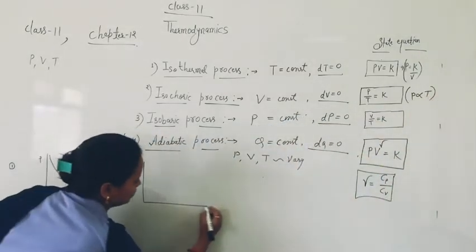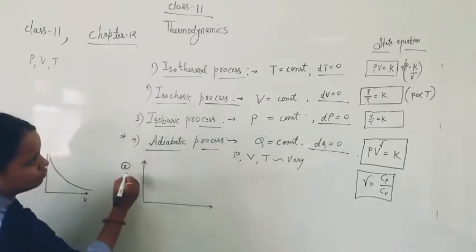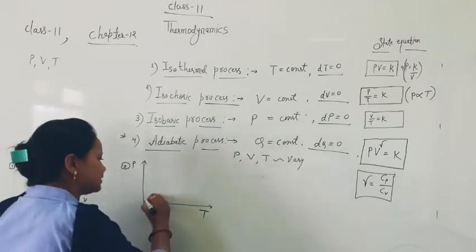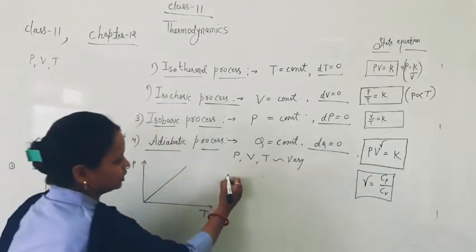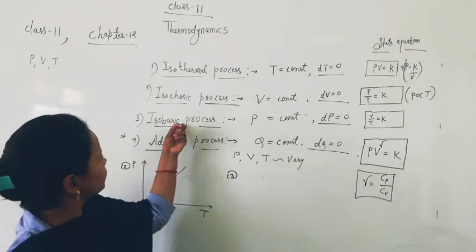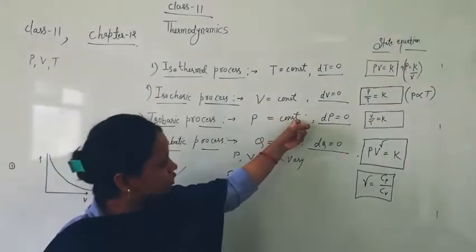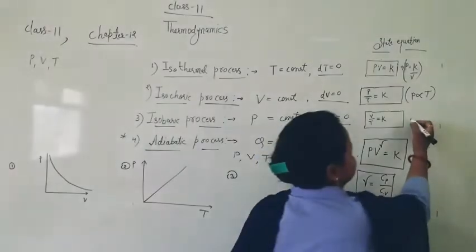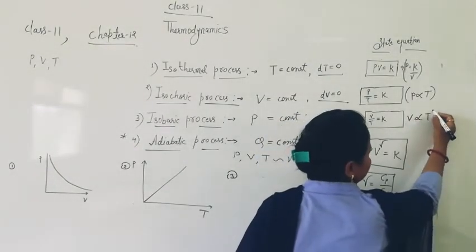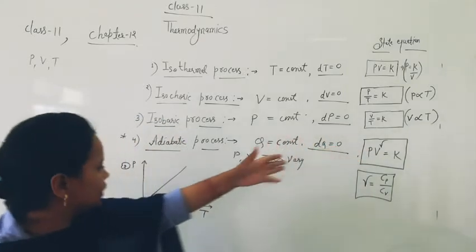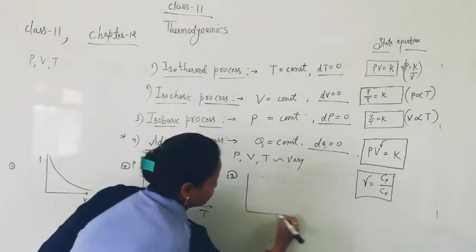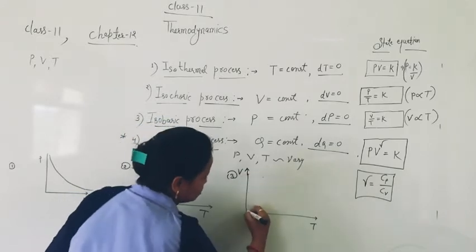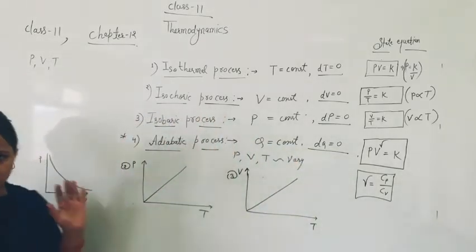When two variables are proportional to each other, the variation is shown by a straight line passing through the origin. Then, in the third process, the isobaric process, pressure is constant and the state equation is V upon T equals K. That means V is directly proportional to temperature. Here also the two variables are directly proportional, so temperature and volume also have a straight-line relation passing through the origin.